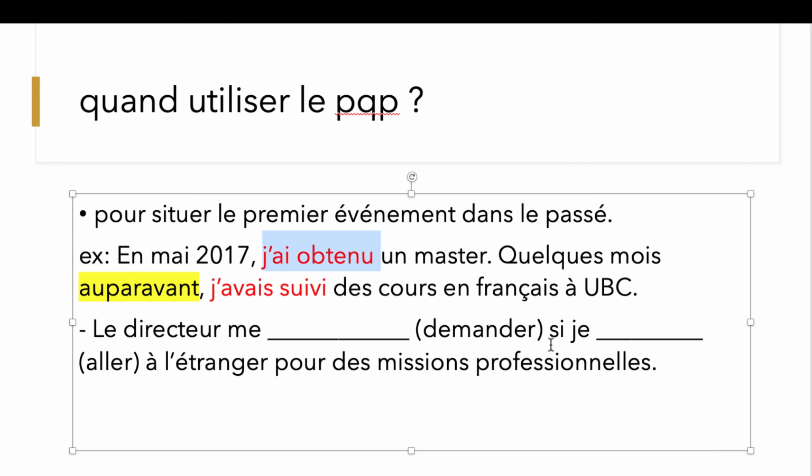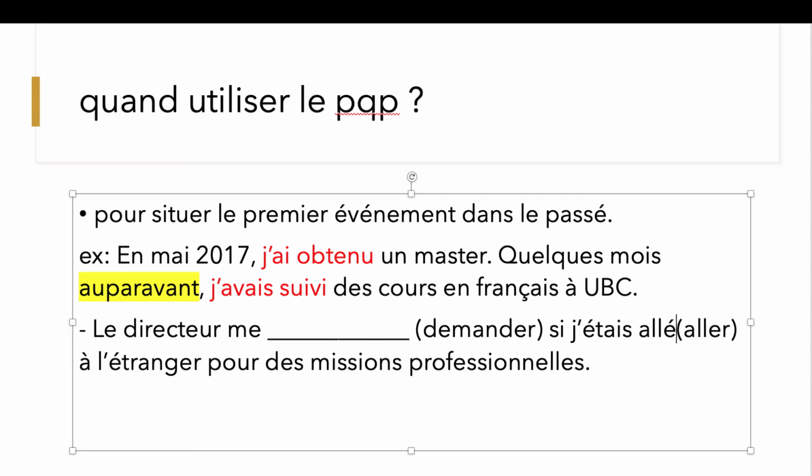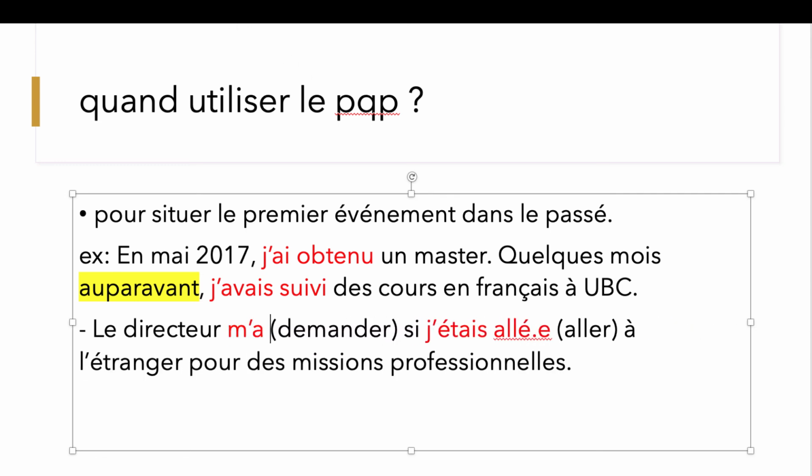Le directeur me demandait si je à l'étranger pour des missions professionnelles. Okay, so let's just say I'm on an interview. The director is asking me if I went abroad for professional missions. So of course this had to happen first. And remember, aller is part of Dr. Mrs. Vandersham. So j'étais allée, and again here I'm going to put an E just because we don't know what the gender is. So that's going to be plus que parfait because I know that happened first. And then this one would be passé composé.